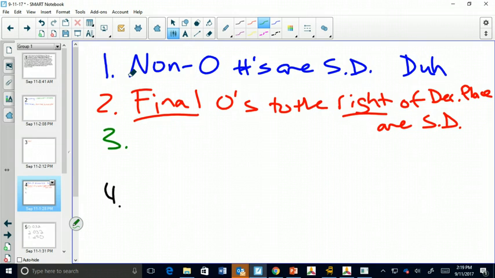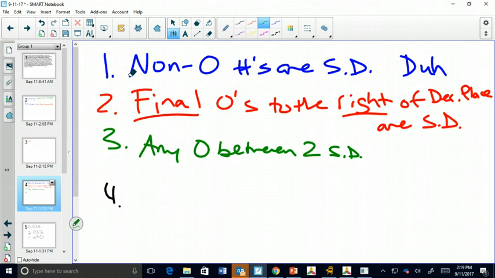Number 3, what's my next piece? Yes, sir. Any 0 between 2 significant digits. It is a significant digit. Yep. So if you have a 0 that's between 2 non-zero numbers, that 0 is significant. If you have a 0 that's between a final 0 and another number, that is significant. Again, we'll do some examples of these. But here are your rules. Okay, all right, number 4. What does number 4 say?